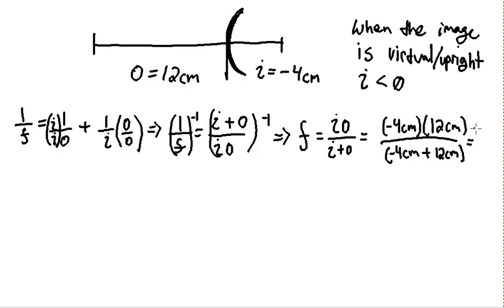Okay, so this is -48 centimeters squared divided by -4 plus 12, which is 8 centimeters. So -48 divided by 8, and then our centimeter squared cancels out with our centimeter, and our focal length is going to be equal to -6 centimeters.